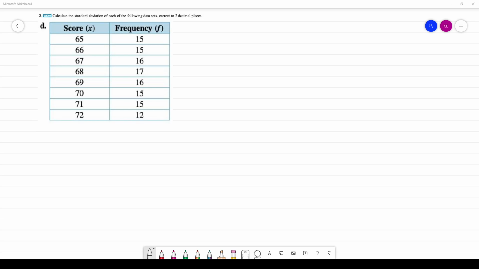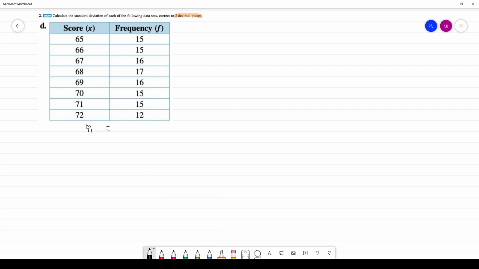So we've got to calculate the standard deviation for each of the following data sets correct to 2 decimal places. Let's not forget about that. So to calculate the standard deviation, one of the first things we need is the mean. And to get the mean, we will need to work out the total, or n, for all of these values here.